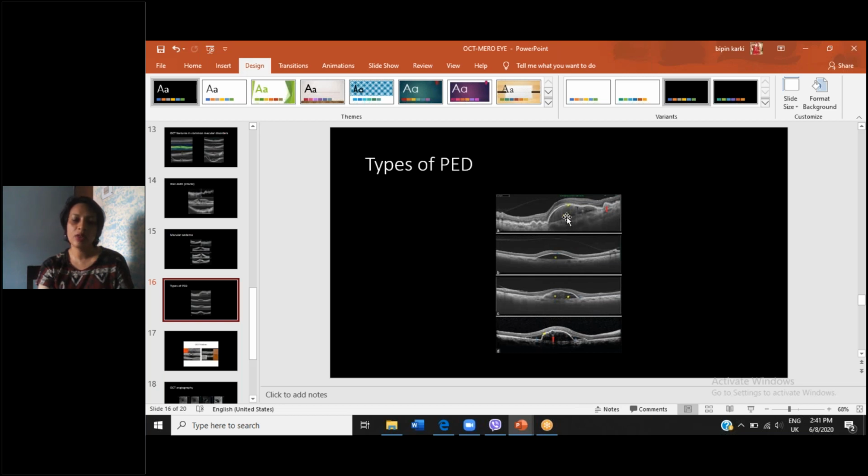On this, it looks like hemorrhagic PED, because you can see the homogeneous sort of material there. It's not very clear, like clear fluid. While on this one, it looks like a very clear fluid, so serous PED.